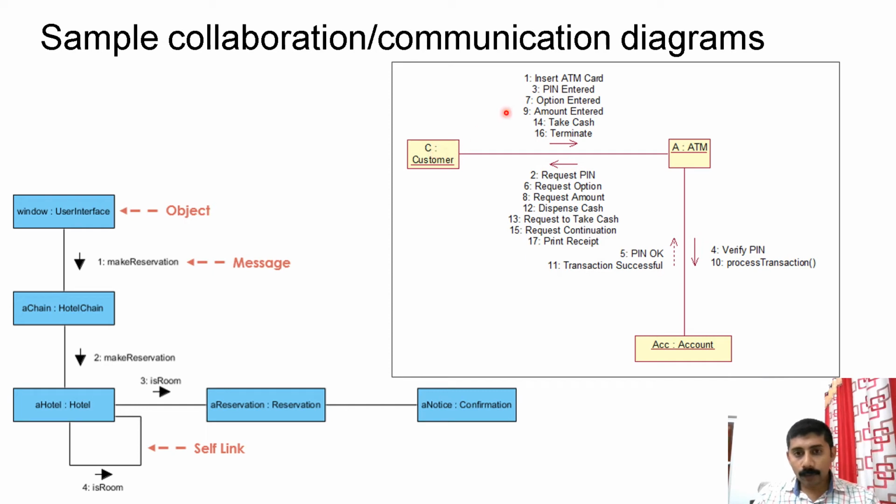Now from this actor, message 3, pin entered. Again it is reaching here. Now message number 4, that pin is passed to the account. Now message number 5, pin is okay. Like that the messages are exchanged between the objects.